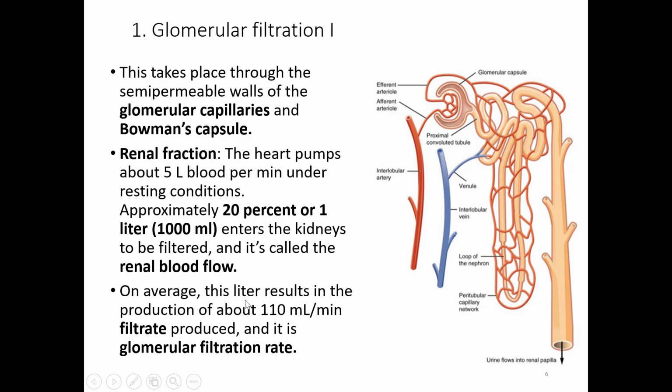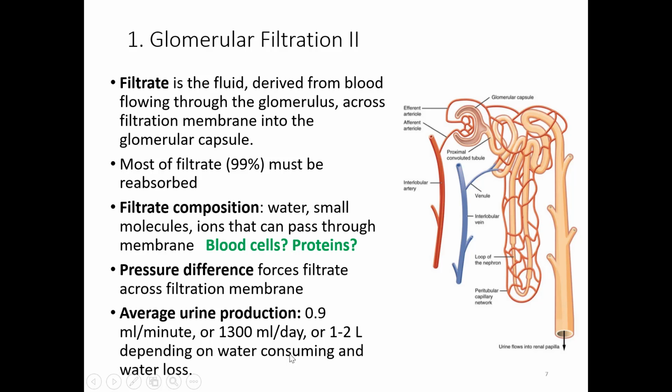On average, this results in the production of about 110 milliliters per minute of the filtrate. That is called glomerular filtration rate. So filtrate right here in the glomerular capsule is the fluid derived from blood flowing through the glomerulus across the filtration membrane. That membrane between the glomerulus and capsule wall is called the filtration membrane. Most of that filtrate later will be reabsorbed back from the tubules into the blood, peritubular capillaries.